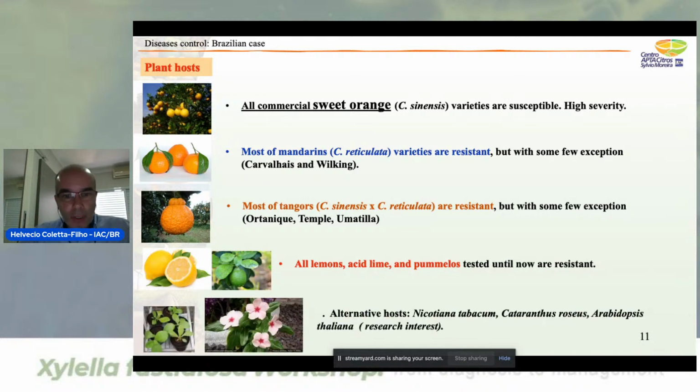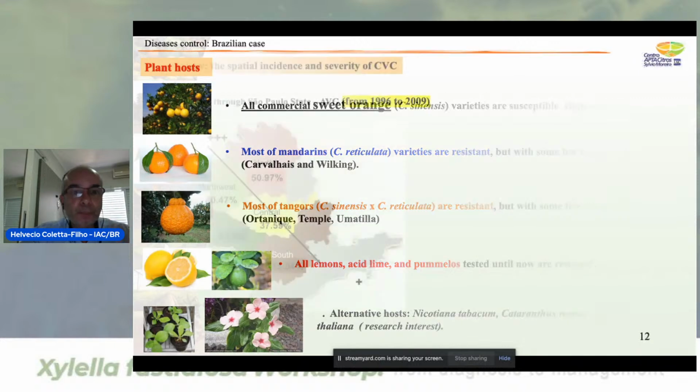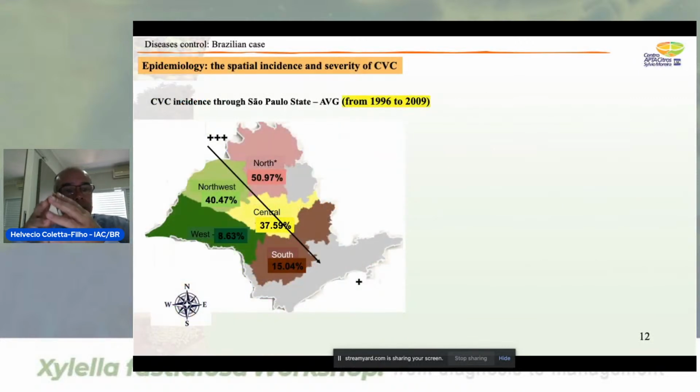And you have some alternative hosts that you use only for research, like Nicotiana tabacum, Catharanthus, and Arabidopsis. They are hosts of Xylella also, but only for research interests. It's not so important for the disease epidemiology.